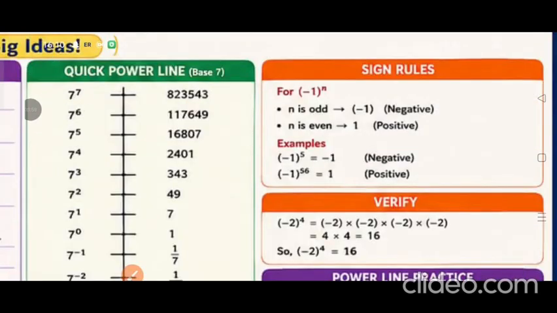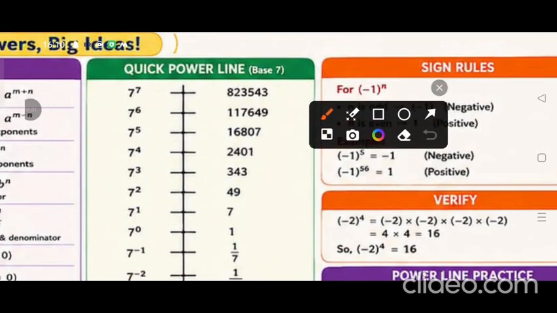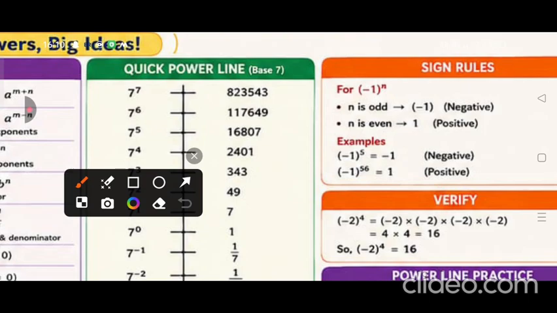Similarly, we take minus 1 raised to the power n. If n is an odd number, then minus 1 raised to the power odd will give a negative result. If n is an even number, then minus 1 raised to the power n will become plus 1. For example, minus 1 raised to the power 5 is equal to minus 1. Minus 1 raised to the power 56 is equal to 1. 56 is an even number, so the result is positive 1. 5 is an odd number, so the result is negative 1.